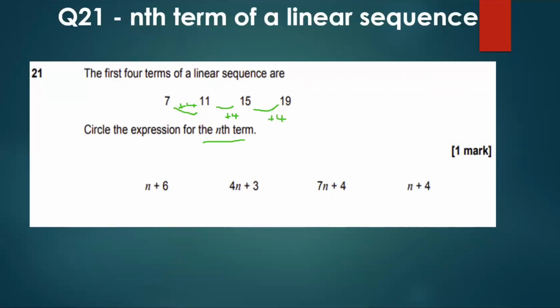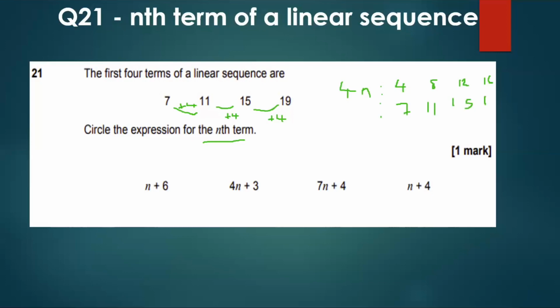Now, adding 4 each time, guys, is essentially following the 4 times table. So adding 4 each time can be written as 4n. Now, 4n is my 4 times table. So I've got 4, 8, 12, 16. And then this sequence here is 7, 11, 15, and 19.